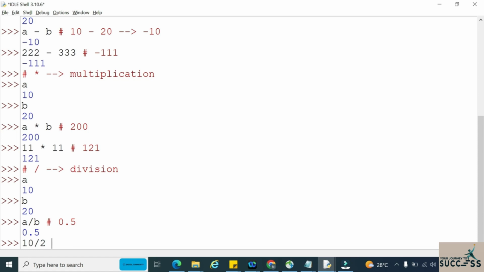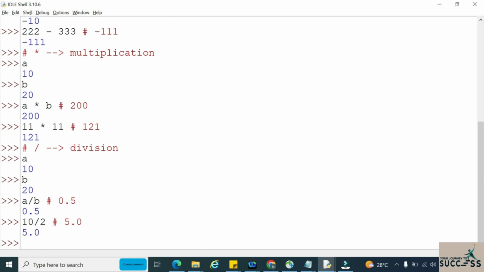10 by 2, in this case what will be the output? 5 will be the output. But since we are doing normal division, the return type is always floating point. So in this case the output is not 5, it is 5.0. Output is not only 5, it is 5.0. Why? Because the division operator always returns the value as a floating point number.